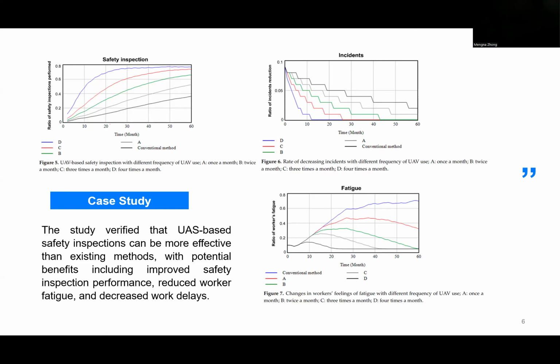Here, these graphics show the data generated by their team. So we can see when drones are used frequently, the safety inspection performance increases and the incidence decreases, as well as the fatigue also decreases. The study verified that UAS-based safety inspection can be more effective than existing methods.